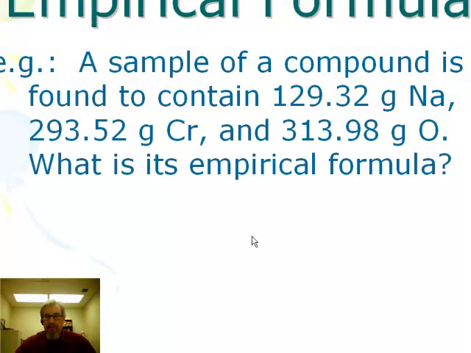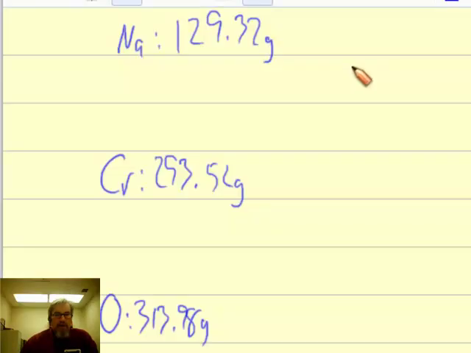Here's another one. Compound has 129.32 grams of sodium, 293.52 grams of chrome, and 313.98 grams of oxygen. And again, we're supposed to find its empirical formula. Okay, here's our starting point. For sodium, we have 129.32 grams. We want to change that into moles.